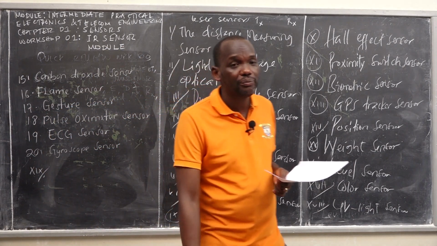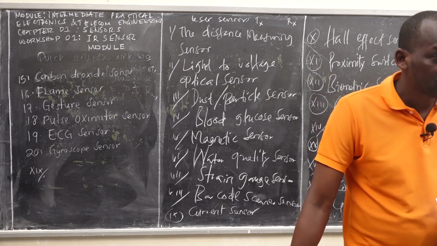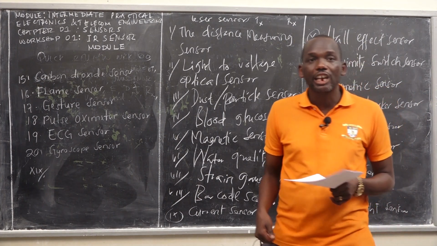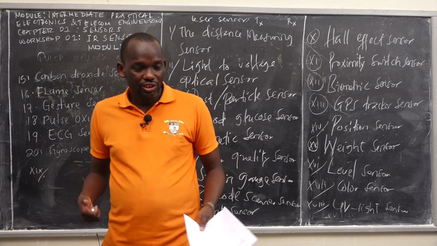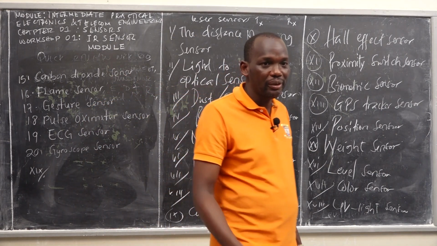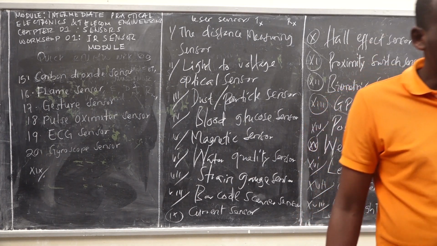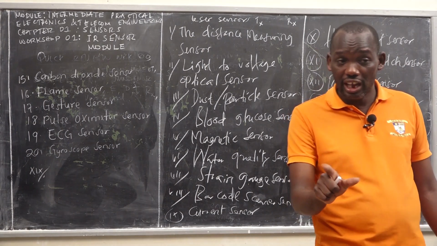This is a sensor which senses a touch. For instance, a touch sensor can be used at an entrance gate. You touch the sensor, then the gate opens. You don't touch the sensor, the gate does not open. This is a digital sensor. It's not a fingerprint sensor, it's a touch sensor.